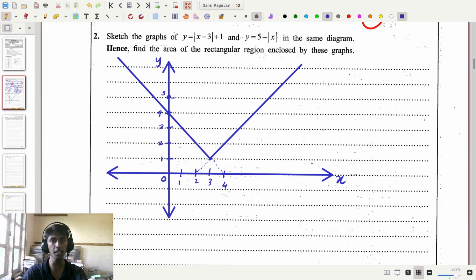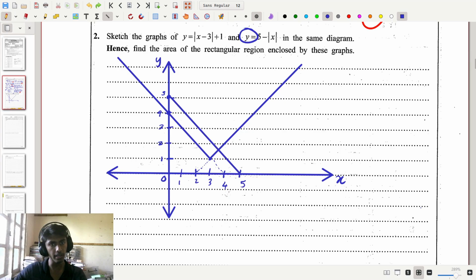Now considering the other points, we have y equals 5 minus modulus of x. For x greater than 0, it's going to be positive, so therefore it's going to be y equals 5 minus x, and therefore this is going to go through the point 5, 0, since at that point x is going to be equal to 5, and therefore we're going to have 5 minus 5, meaning that y is going to be equal to 0. So therefore we can say the right side of this graph is going to go down like this.